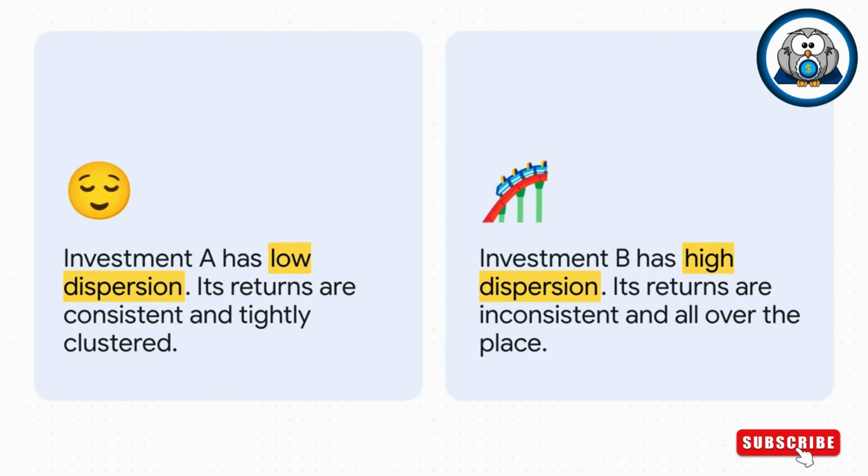So check this out. Imagine you have 2 investments. Over time, they could have the exact same average return. But investment A, it's steady, it's consistent. Investment B, though, is all over the place. That's high dispersion. So even if they average out to the same number, the journey with investment B is a much, much wilder and riskier ride.